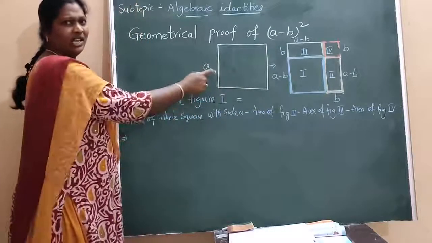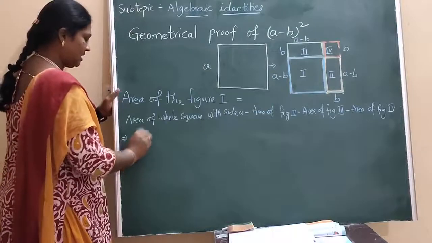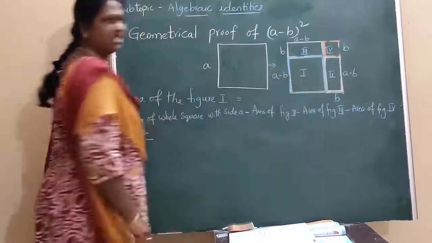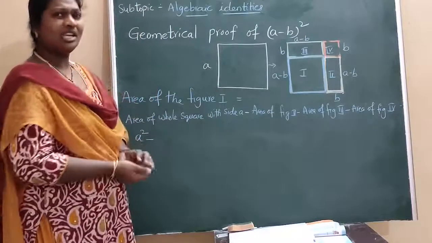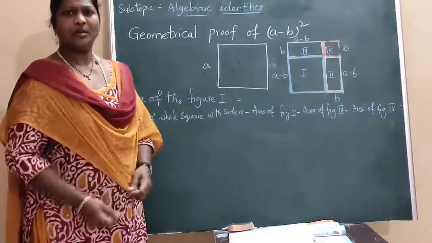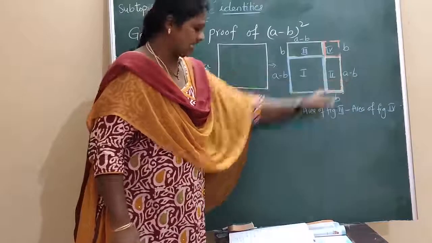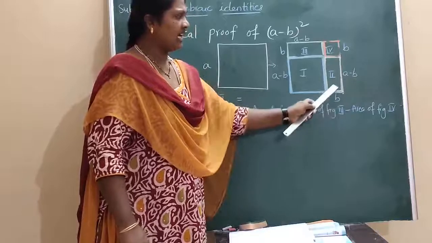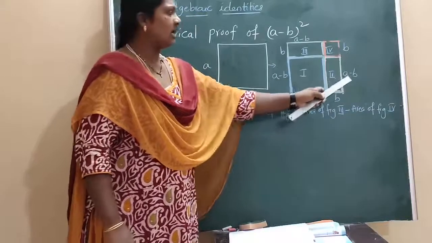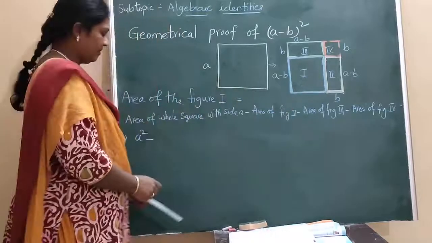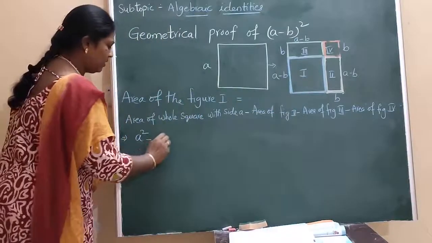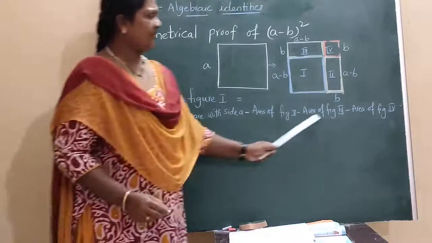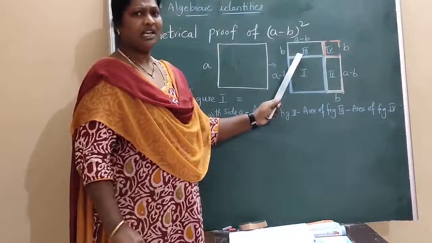What is the area of this square a? That is a square, minus the area of figure 2. What is the area of figure 2? It is in the shape of a rectangle, no? So what is the area of a rectangle? Length into breadth. Here length is a minus b and breadth is b. So the area of this rectangle, figure 2, is (a minus b) into b. That is (a minus b) into b, minus again the area of figure 3. This is also in the shape of a rectangle.